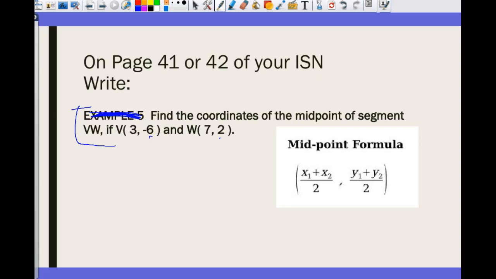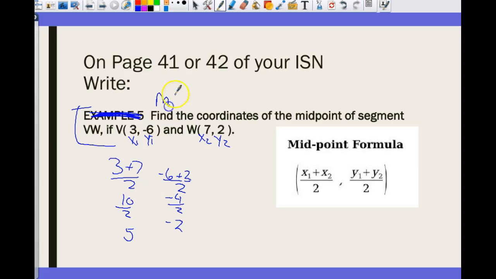Okay, first step would be to label your x1, y1, x2, y2. x1 is 3 plus x2 is 7 divided by 2. 3 plus 7 is 10 divided by 2, which is 5. -6 plus 2 divided by 2. -6 plus 2 is -4 divided by 2, which is -2. Okay, we're trying to find the midpoint. We did find the midpoint, so we're going to label it M. M is at 5, -2.